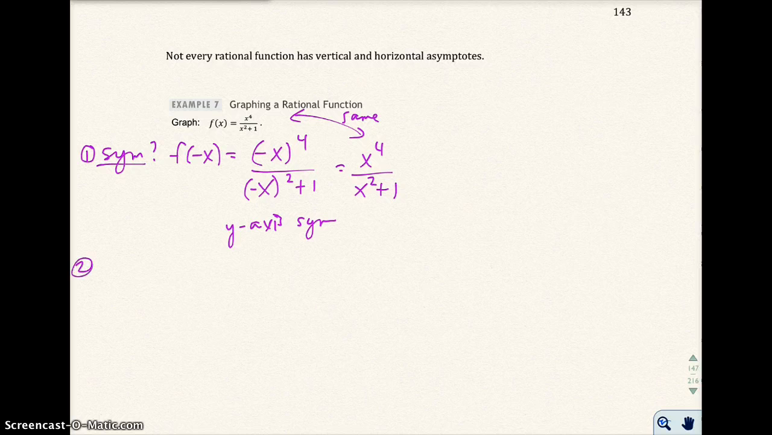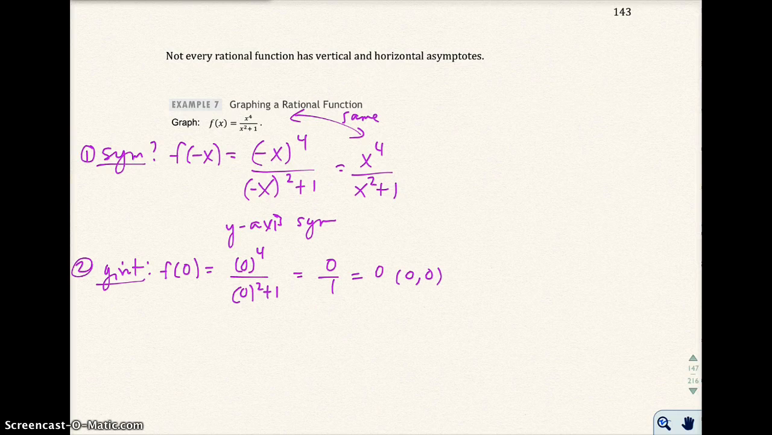The second thing I want to do is find the y-intercept. Put in 0 for x, and that equals 0 over 1, which is 0. I get 0, 0. Now I'm going to find the x-intercept, where the top part of the equation equals 0. So x must be 0, and I get 0, 0 again.